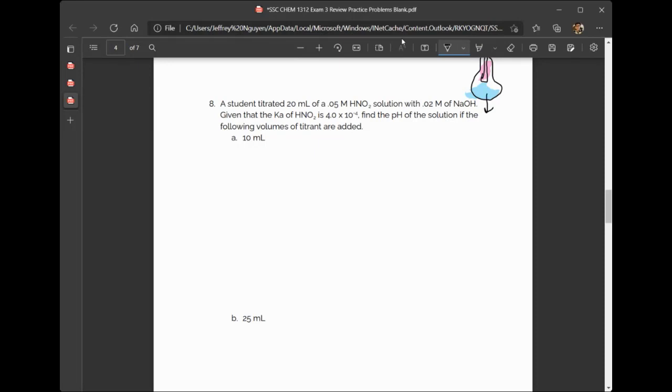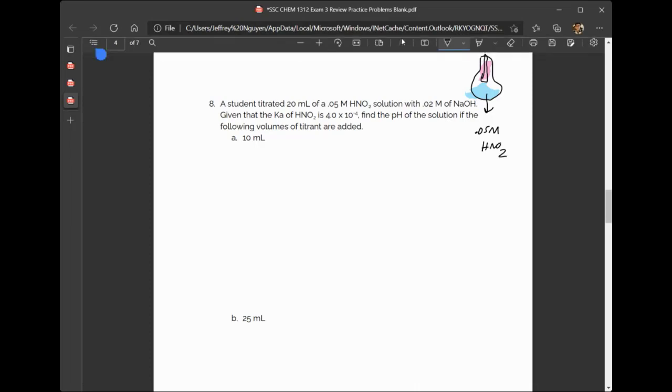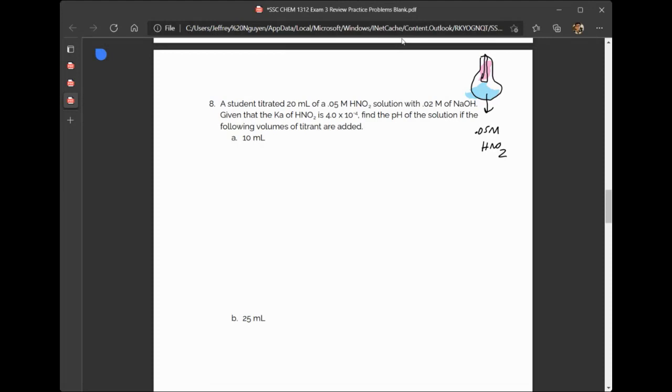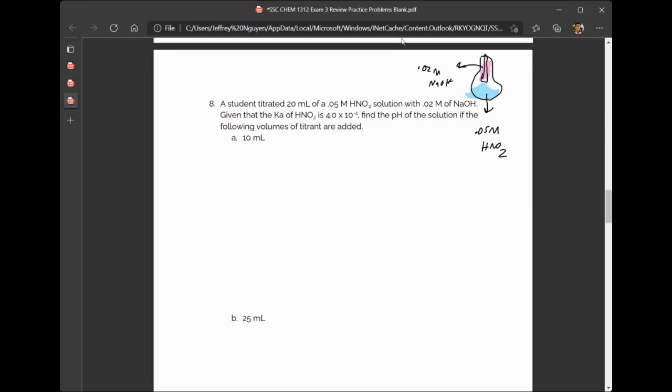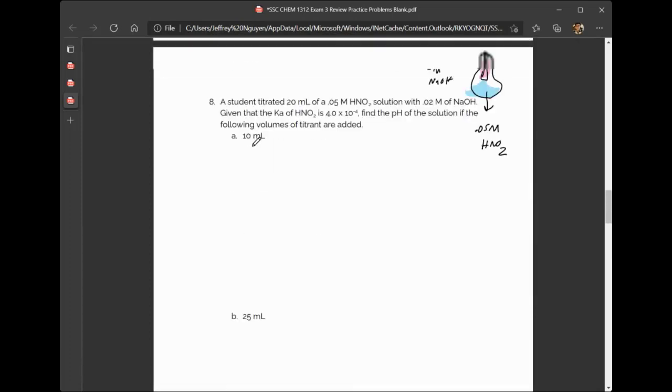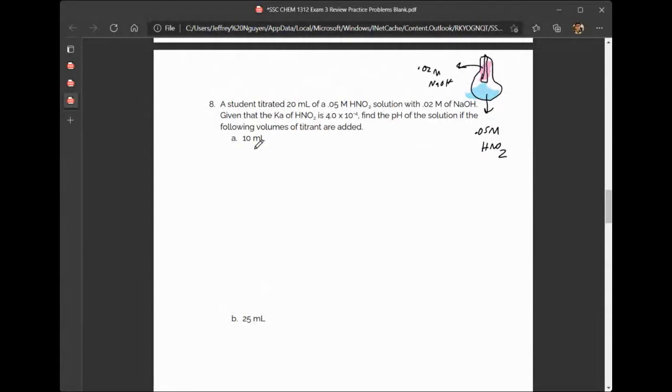So what's the analyte here? Well, it says that we have 20 ml of 0.05 M HNO2 solution. It titrated that solution with 0.02 M of NaOH. So in this solution, the blue is going to be 0.05 M HNO2. And then in the titrant we have the 0.02 M of NaOH. We're not given the volume, but we're given the volume of the titrant in parts B, C, D, and E.